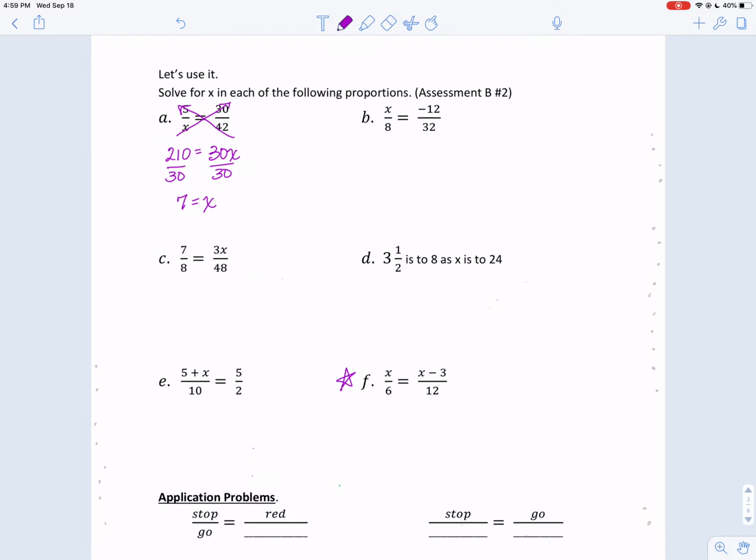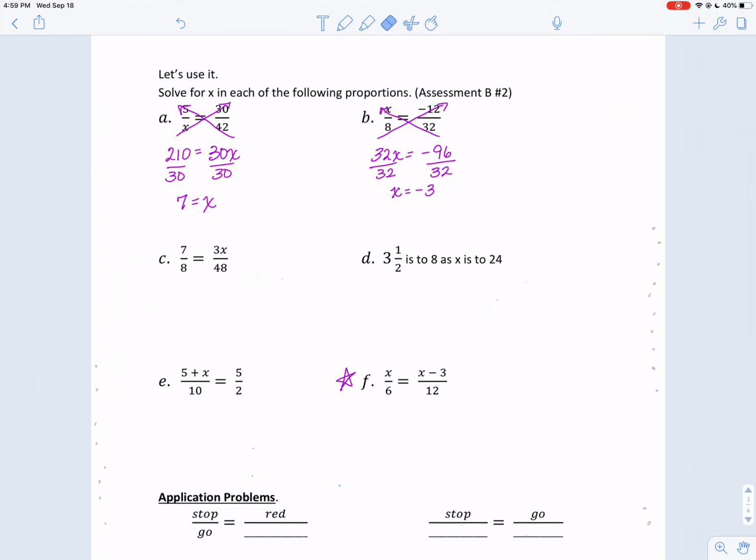Let's do a couple more. I'm going to cross multiply, and I'll wind up with 32x. It's the same as negative 96. So we'll just continue solving that and wind up with x equals negative 3.